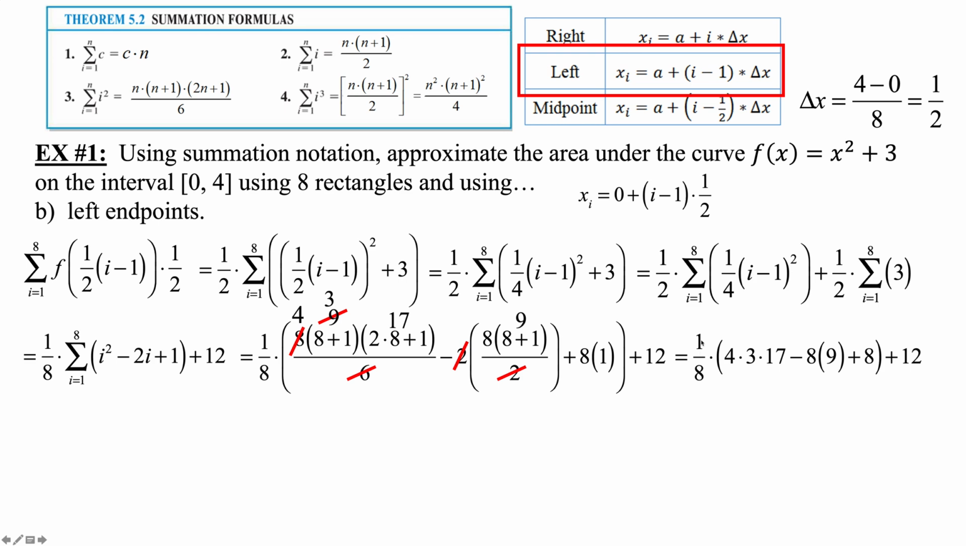And now we have 1/8 times 4 times 3 times 17 minus 8 times 9 plus 8, plus the 12 that we had right here. And go to the calculator, crunch the numbers, we get 29.5.